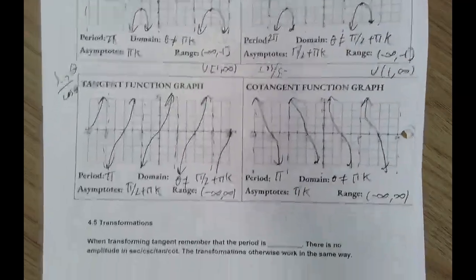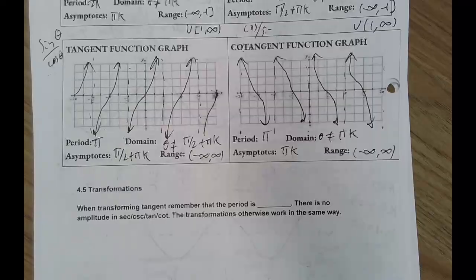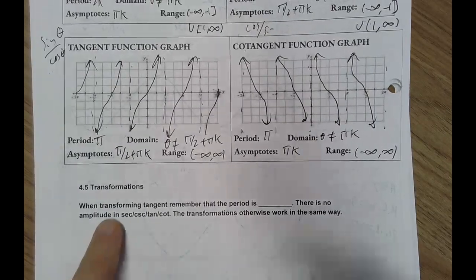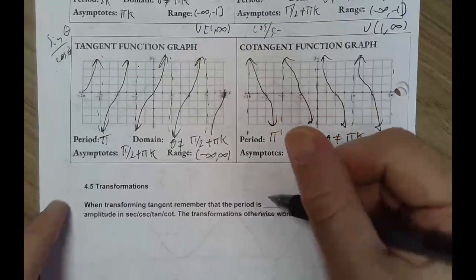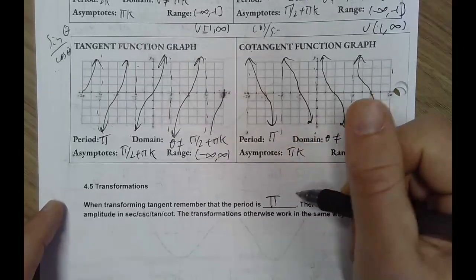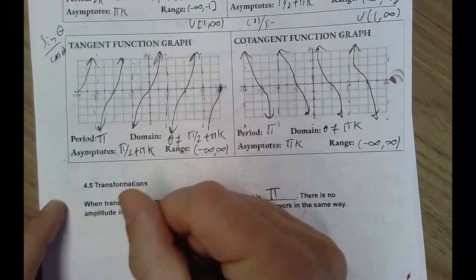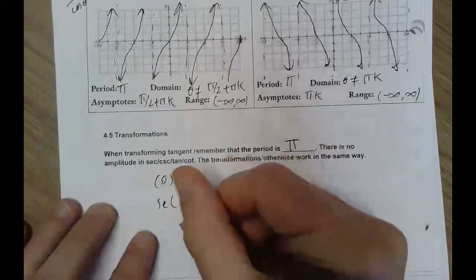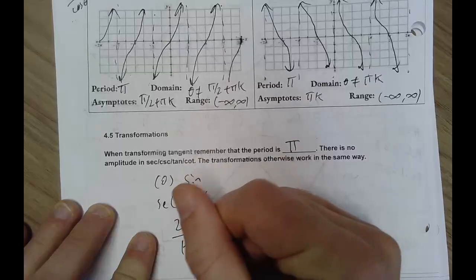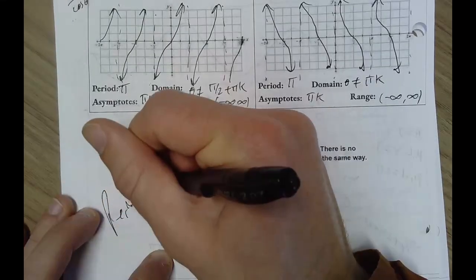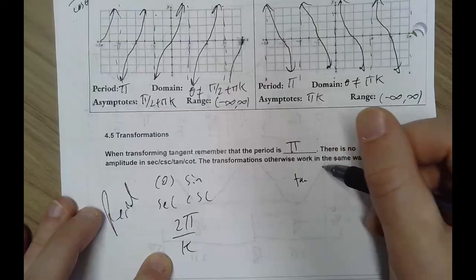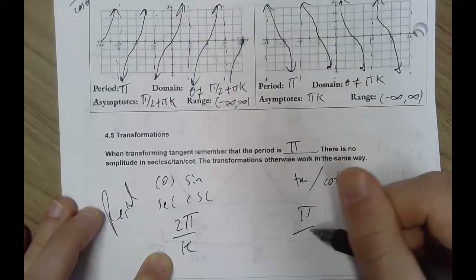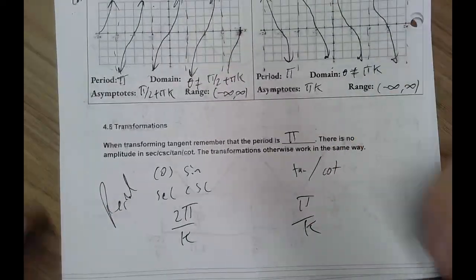Okay, so transformations with cosecant, secant, and cotangent, tangent. Not the only thing, but the main thing you need to remember is that the period of tangent is pi. So instead of doing, for cosine, sine, secant, cosecant, we use the formula 2 pi over k for the period. But for tan and cotangent, we use pi over k. Okay, that's the main thing. Okay, all right. Let's do some graphing.